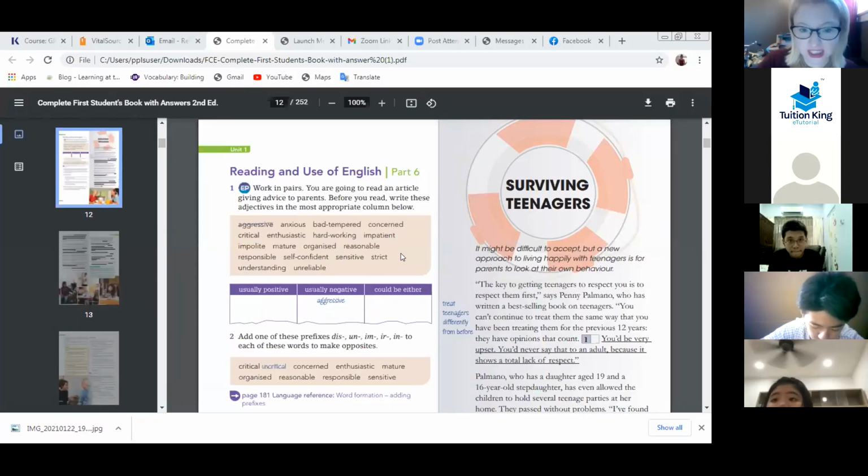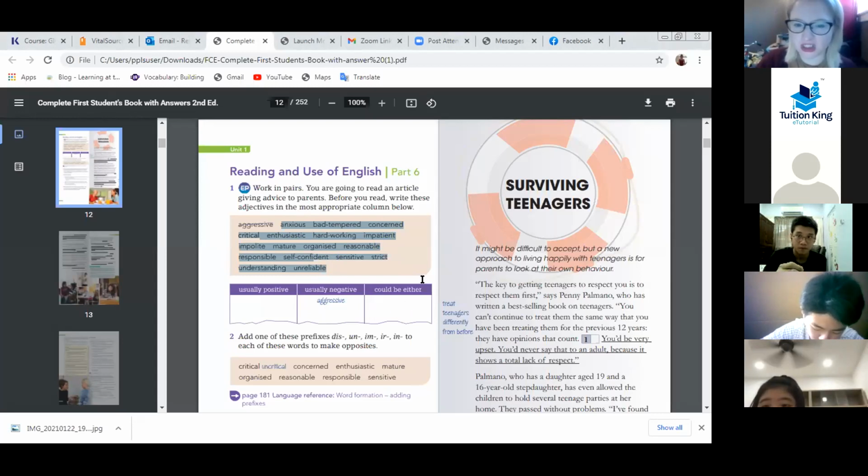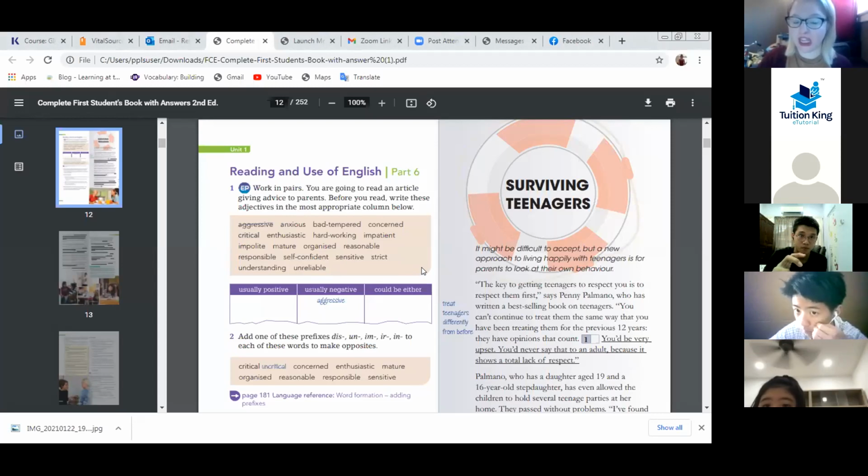Here. So this is the exercise that I'm referring to, and I want to give you a few moments individually to decide where these words go. Do you think they are usually positive, usually negative, or could be either? I'll give you a few moments to work individually on that, and then soon you'll be put in pairs to compare and discuss your answers.